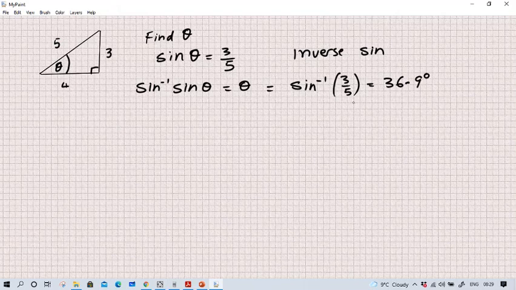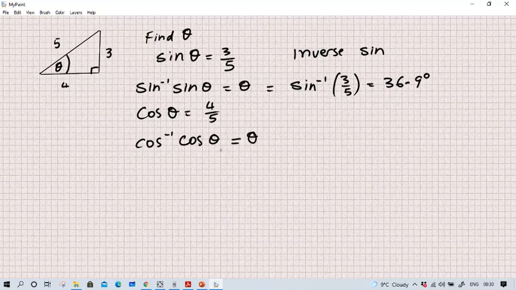so we'll say that's 36.9 degrees. Now we could also use the fact that cosine theta is 4 over 5. That's the adjacent over the hypotenuse. And likewise, we can do an inverse cosine. So if we do cosine minus 1 of cosine theta, those functions cancel each other, and we're left with theta. So inverse cosine of cosine theta releases the angle theta. So we do that on the left, then we do it on the right as well.